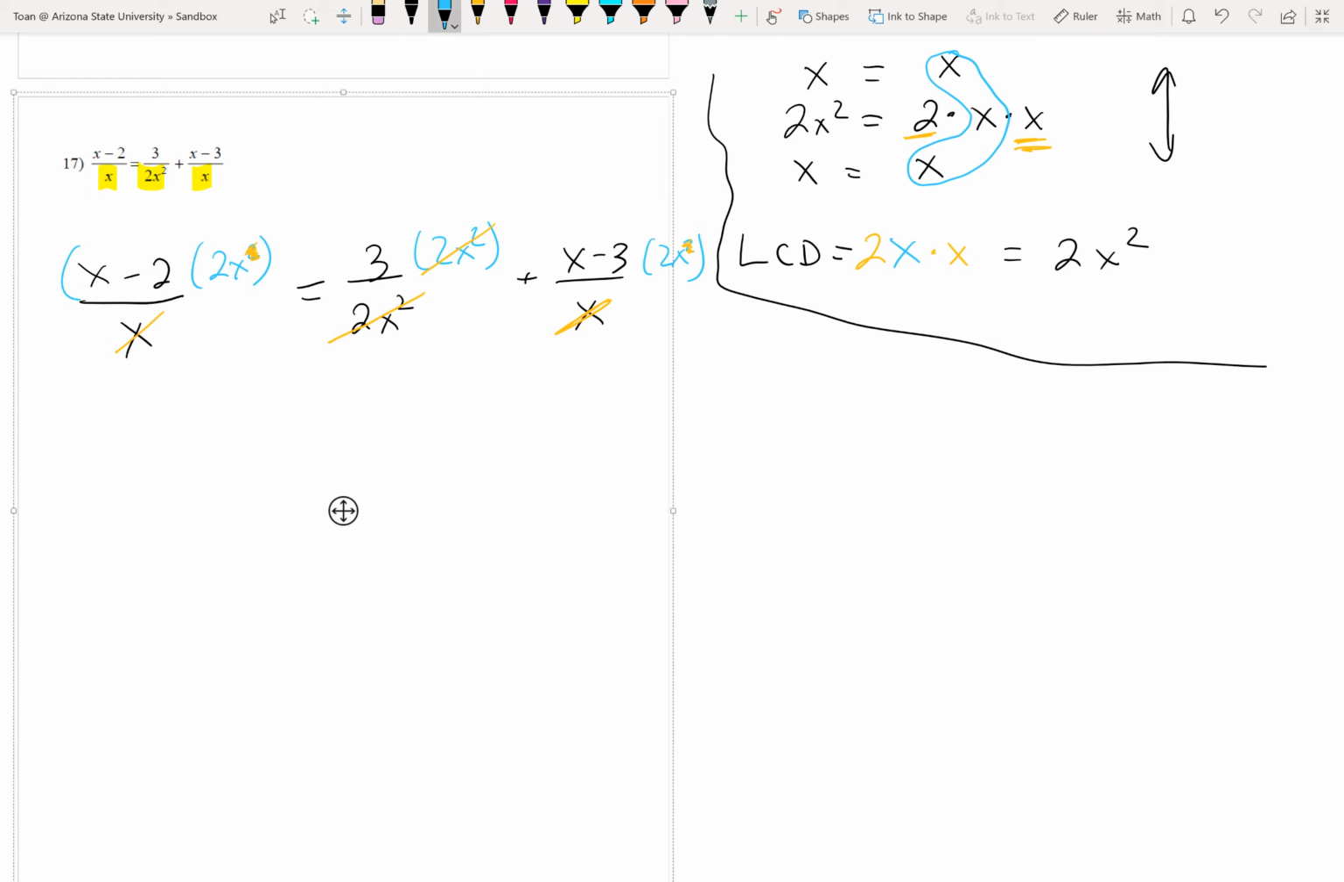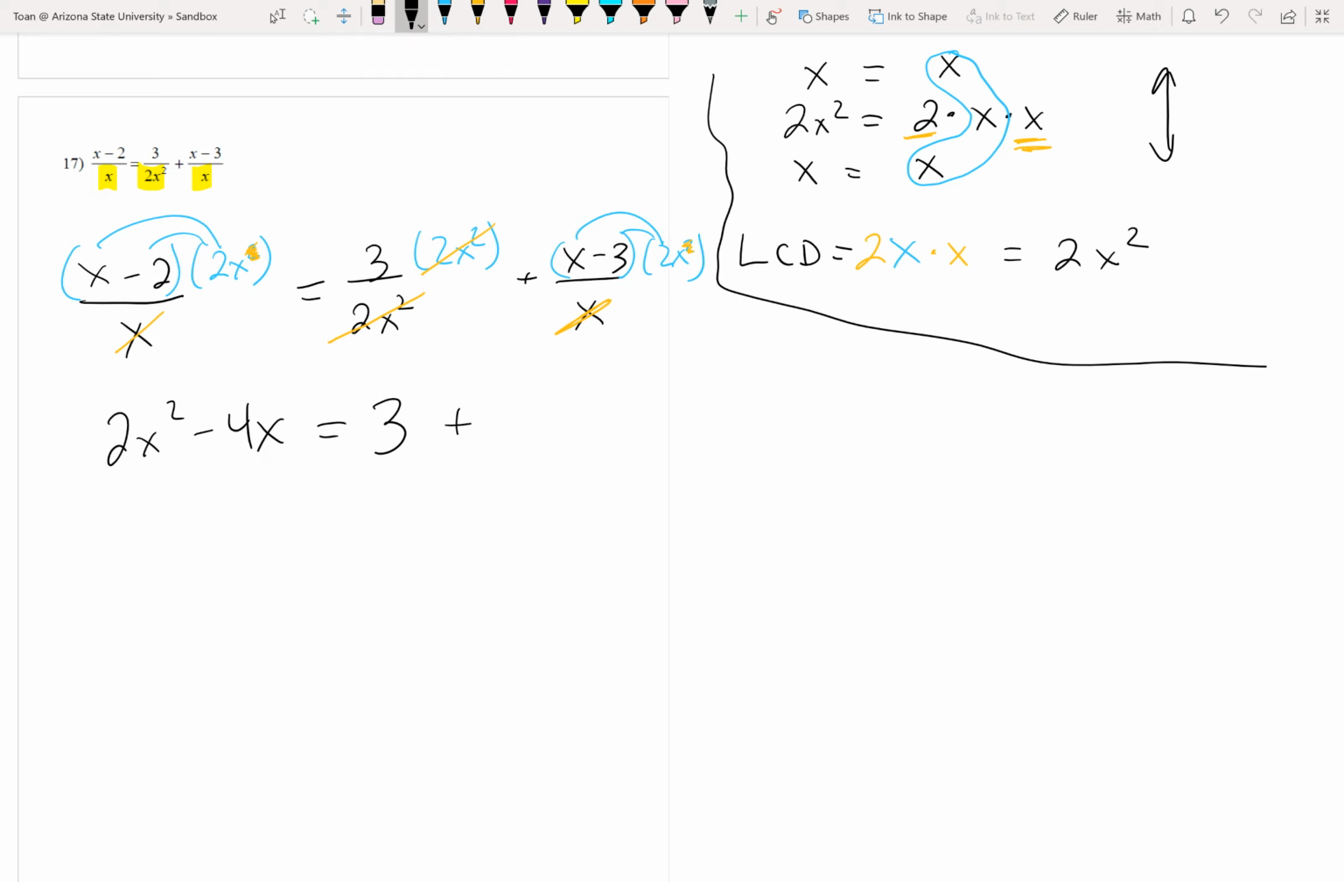So I'm going to distribute this 2x left over, giving us 2x squared minus 4x equals, there's only a 3 left over, plus, and I'm going to distribute this 2x in, giving you 2x squared minus 6x. Now, fortunately for us, I hope we can see that if you subtract 2x squared from both sides, they all cancel out. So it looked like a quadratic, but it ends up being a rather nice linear equation.